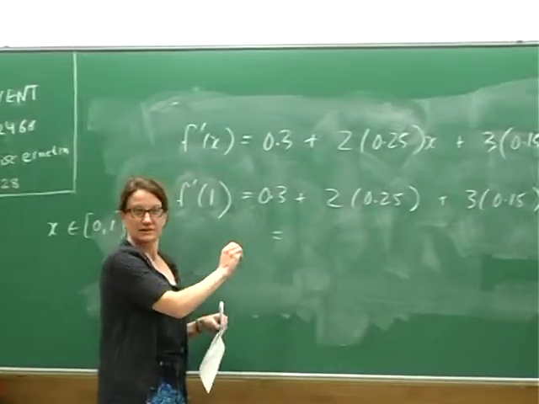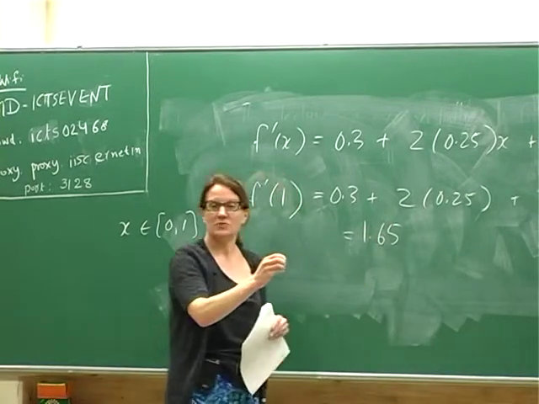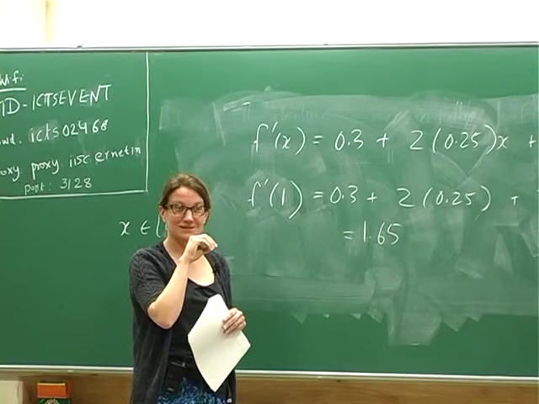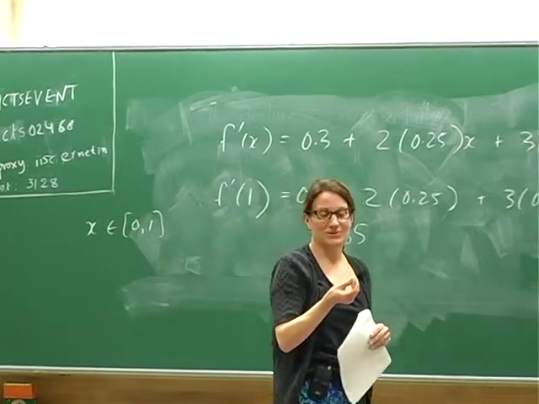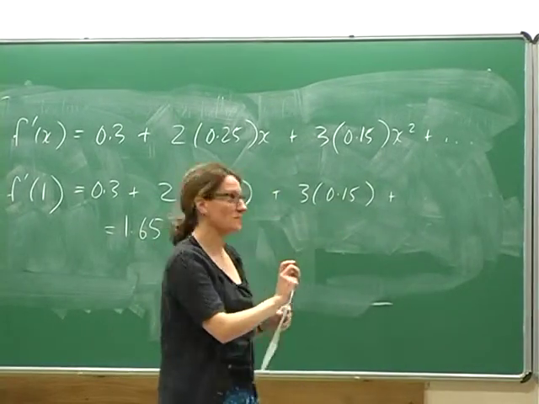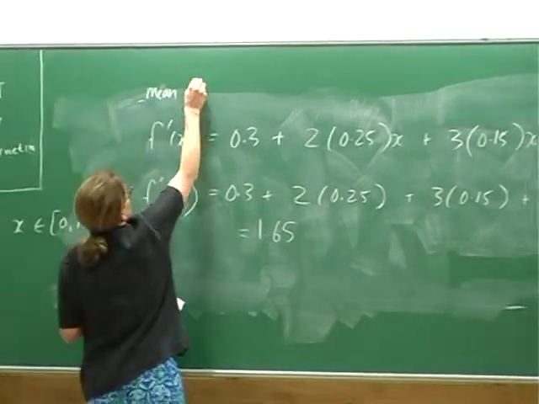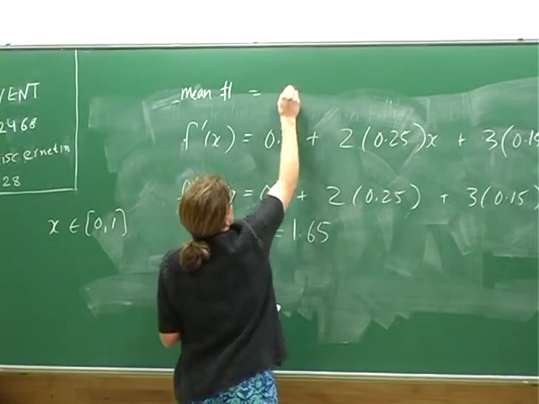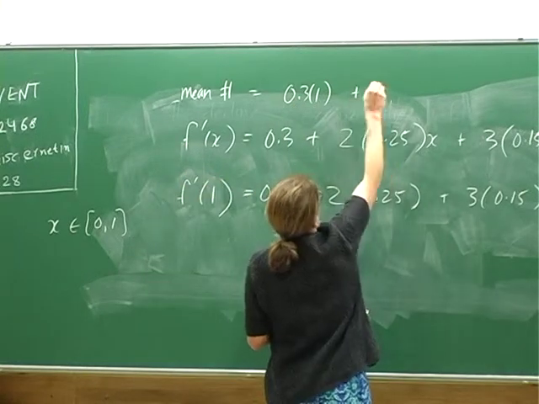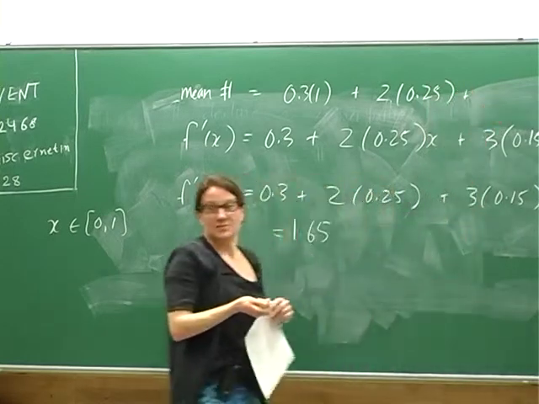And did anyone get that far? 1.65, excellent. Which happened, kind of coincidentally, to be the average number of offspring. And what if I had a different PGF? Can you see why you got the average? Unfortunately, I've erased it now. But when we computed the mean number of offspring, we had 0.3, we had 1 offspring this fraction of the time, and we had 2 offspring this fraction of the time. We got the same thing, right?